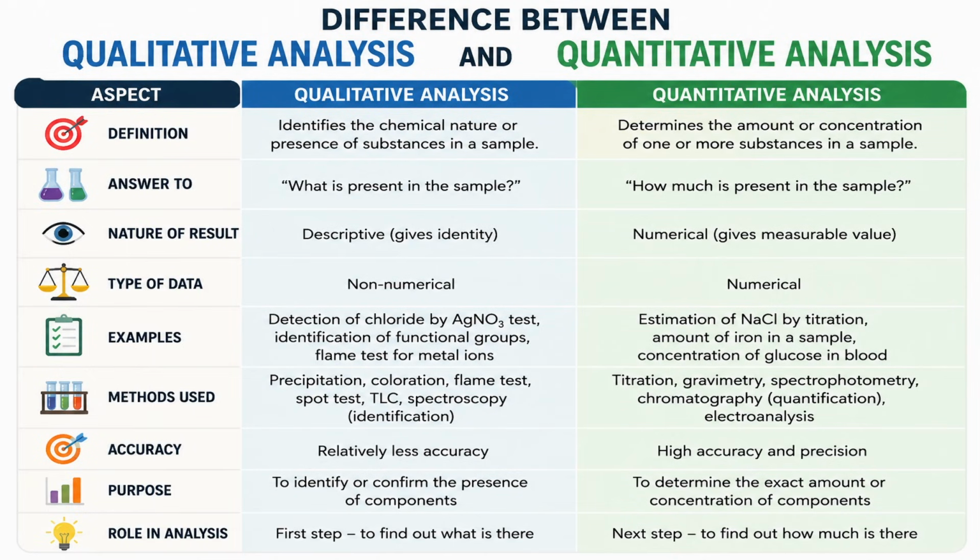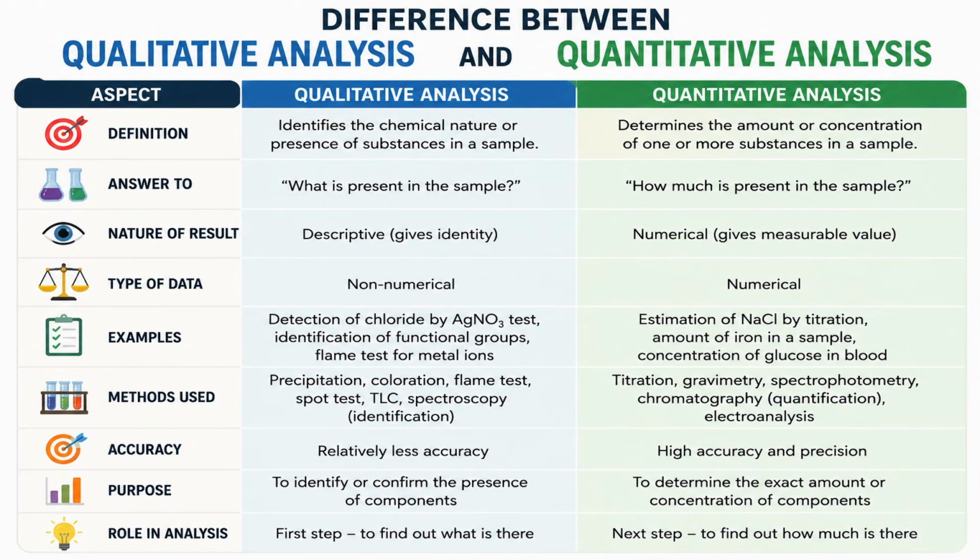Now the difference between qualitative and quantitative. Qualitative means identifying the chemical nature or presence of the substance in a sample, and quantitative means determining the amount or concentration of one or more substances in the sample. So qualitative is what is present in the sample, quantitative is how much is present in the sample. The nature of the result in qualitative analysis is non-numerical, giving the identified nature of the substance; in quantitative analysis the result is numerical, with measurable values.